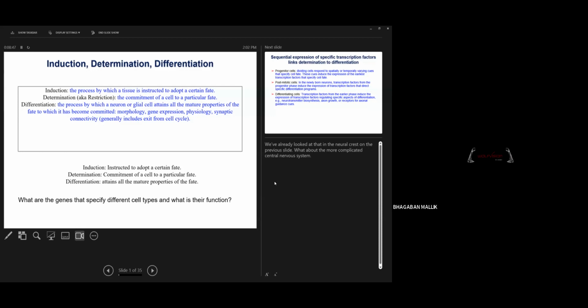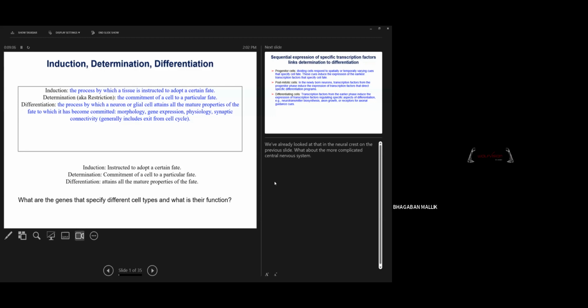Differentiation. We have talked about induction before, neural induction. I'm not going to talk about induction today, but a little bit about determination and differentiation. Here there are some terms that I have included definitions for in the slide, so that at least you should know what is what.